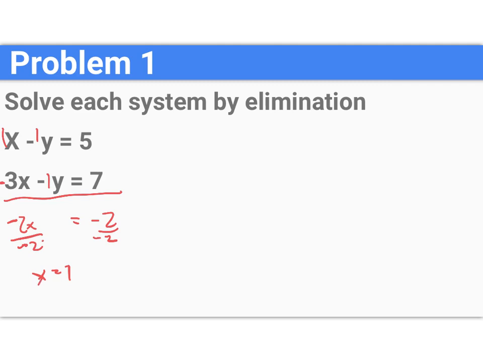Okay, so you're not done. Now we have to stick 1 into both equations. So 1 minus y equals 5, and 3 times 1 minus y equals 7. Subtract 1 from both sides. Negative y equals 4. Divide by negative 1, because your y must be positive, and you get negative 4.